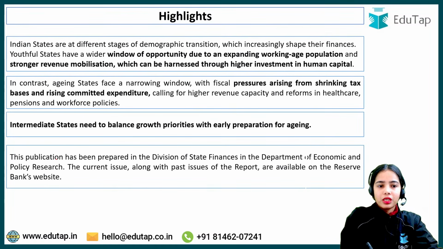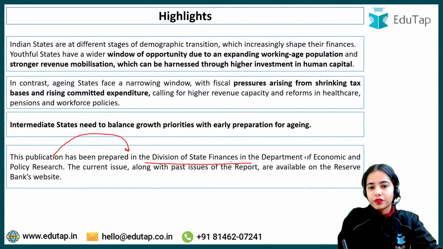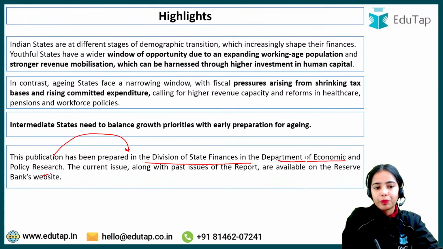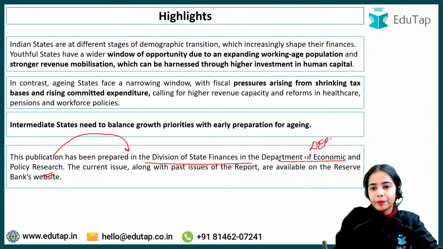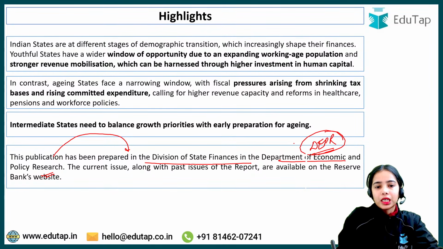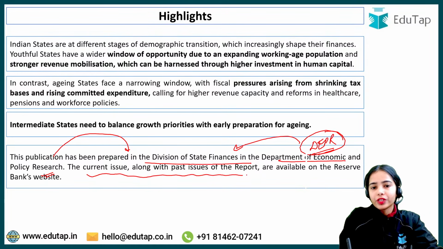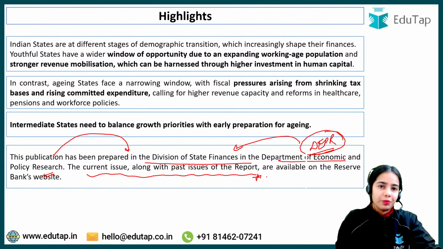Now, this report has been prepared in the Division of State Finances in the Department of Economic and Policy Research. So the DEPR, this is the Department of RBI, Division of State Finances, that has prepared this report. The current issue along with the past issues of the report are available on the RBI website.